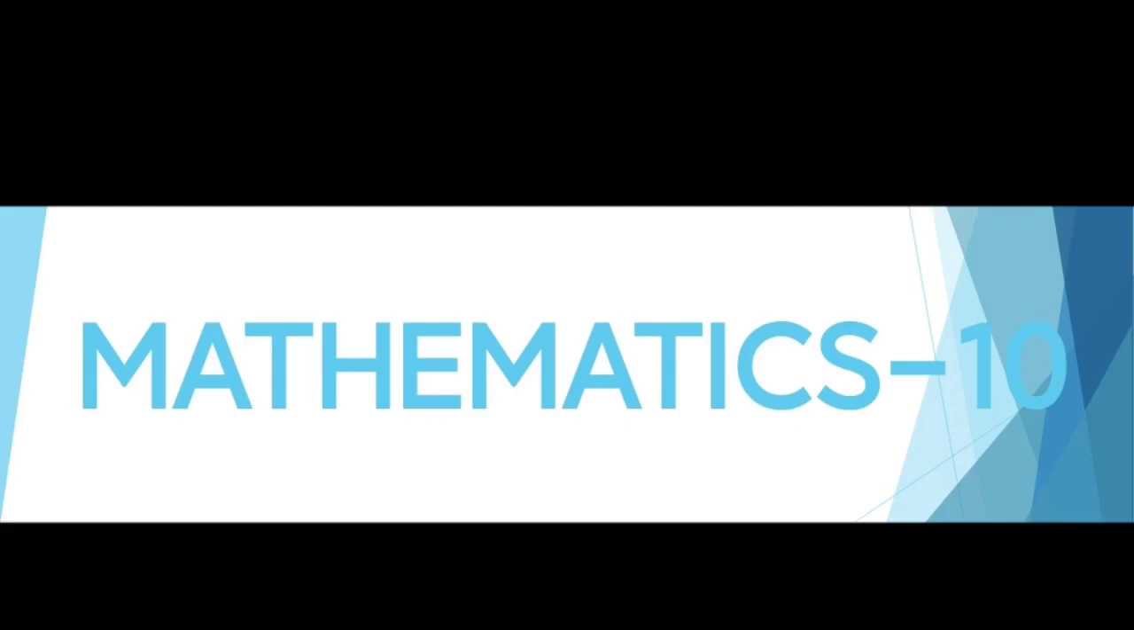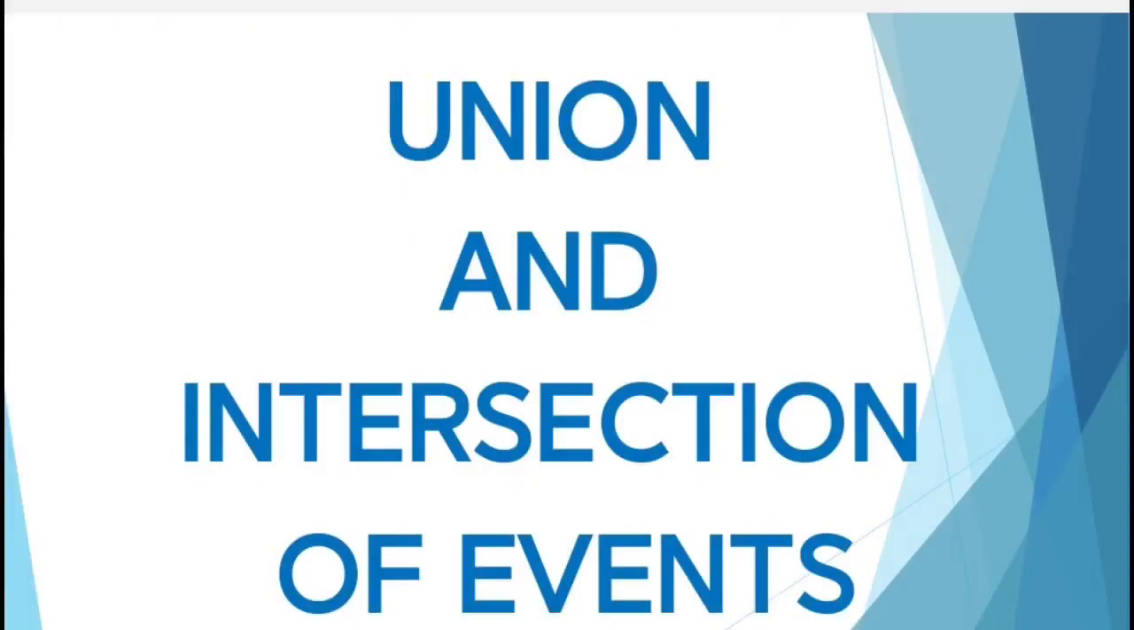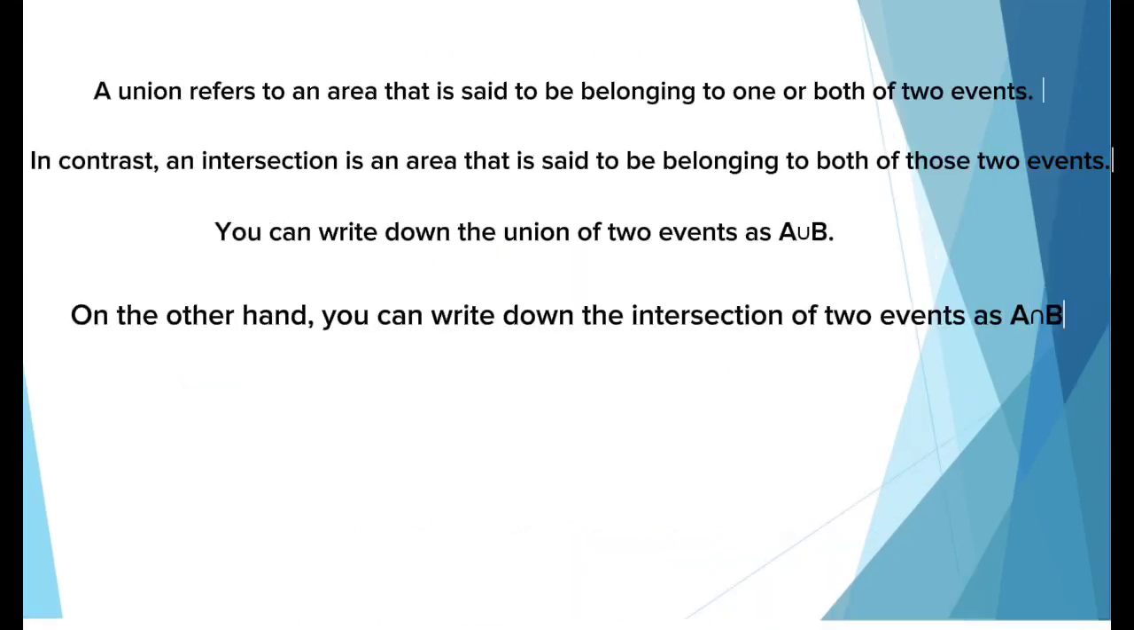With that, we're going to be talking about another topic, which is the union and intersection of events, also commonly known as probability. Let's learn what union and intersection are. Union refers to an area that belongs to one or both of the events. In contrast, an intersection is an area that belongs to both of the events.